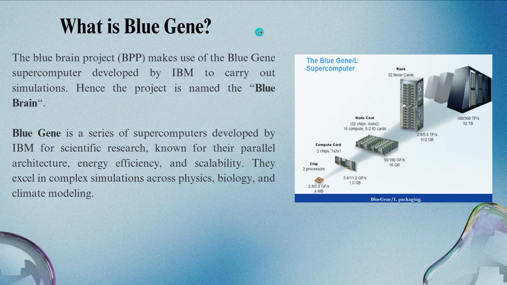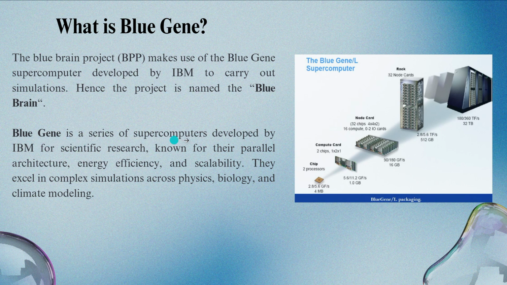Then what is blue gene? The blue brain project makes use of the blue gene supercomputer. Now we are going to create an artificial brain. Artificial brain means it is an artificial computer which stores all the memories. This blue brain project is using a blue gene supercomputer developed by IBM to carry out the simulations. Hence the project is named blue brain.